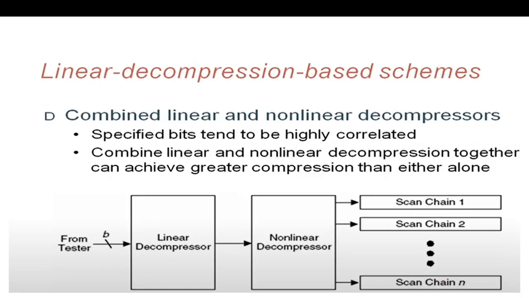Combinational linear and non-linear decompressor: specified bits tend to be highly correlated. So we have B bits coming from the tester. We apply a linear decompressor followed by a non-linear decompressor and then apply through the scan chain. This has highly correlated specified bits, and it combines both linear and non-linear together to achieve greater compression.